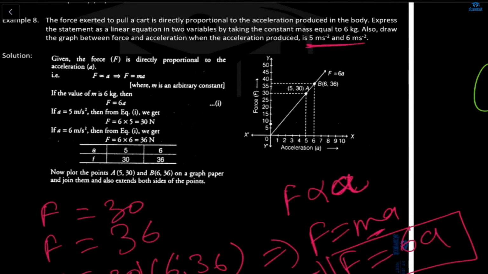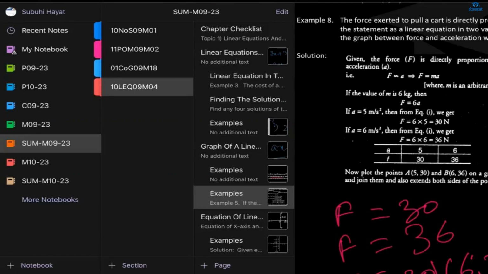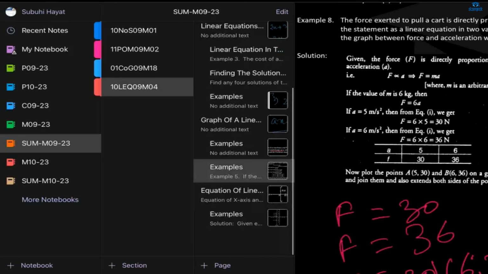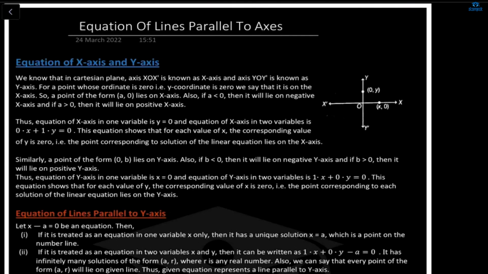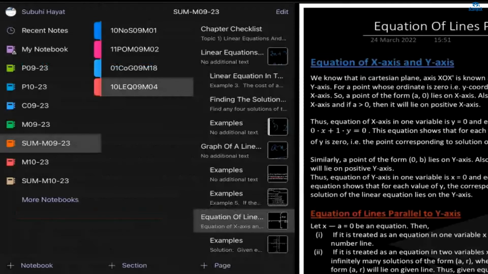Any doubt? So I have completed this topic, and in the next class, a very small topic is left. That is equation of x-axis and y-axis. Equation of x-axis, y-axis means when the point is on the x-axis, or when the point lies on the y-axis. So if a point A lies on the x-axis, y will be 0. If the point lies on the y-axis, x will be 0. After that topic, this chapter is finished.